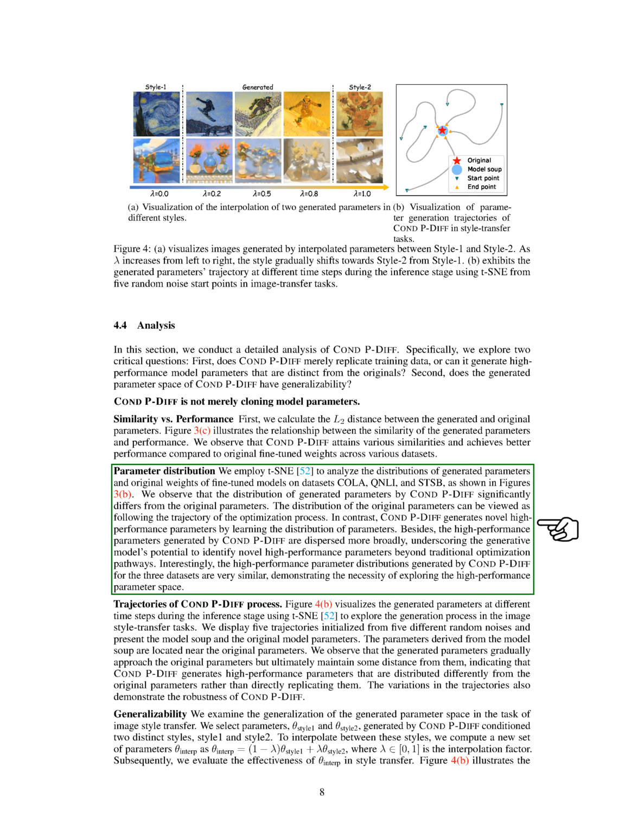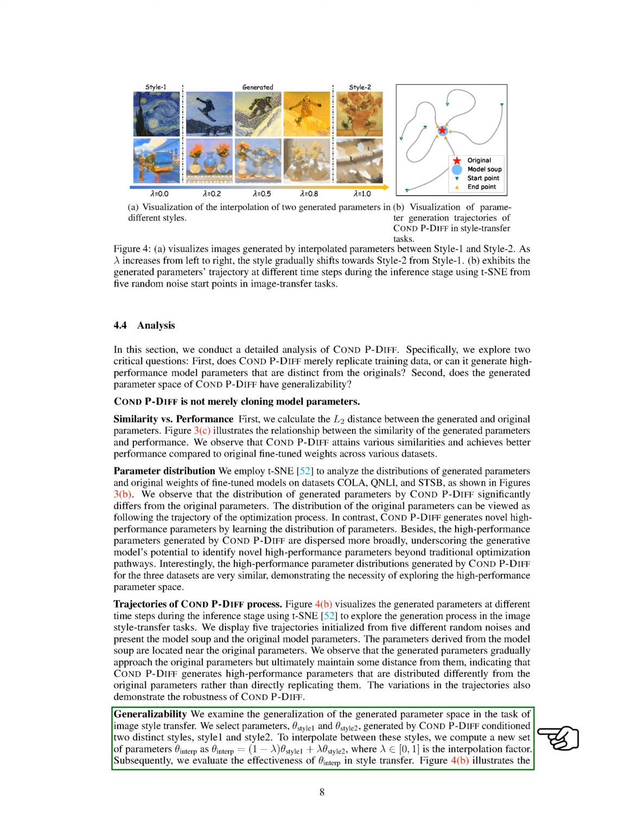We visualize the generation process of parameters at different time steps during inference, showing that while generated parameters approach the original ones, they ultimately remain distinct. This suggests that COND P-DIFF produces high-performance parameters that are not mere replicas of the originals, demonstrating its robustness.